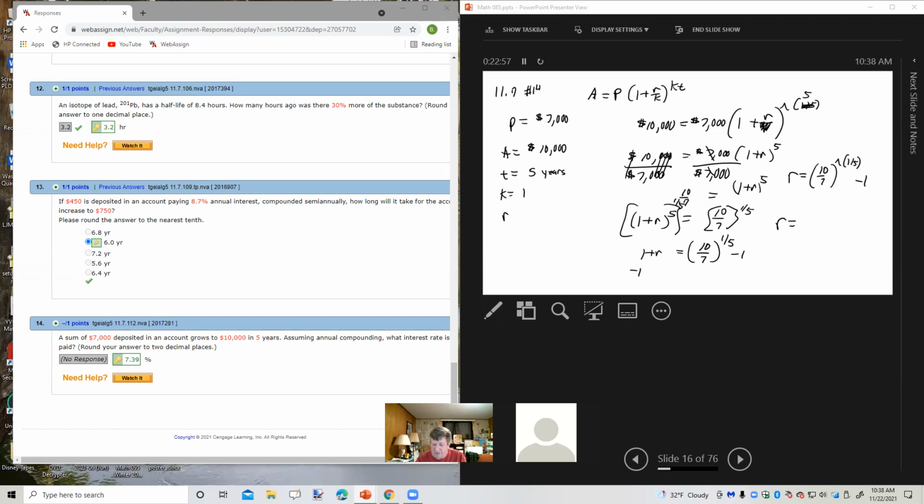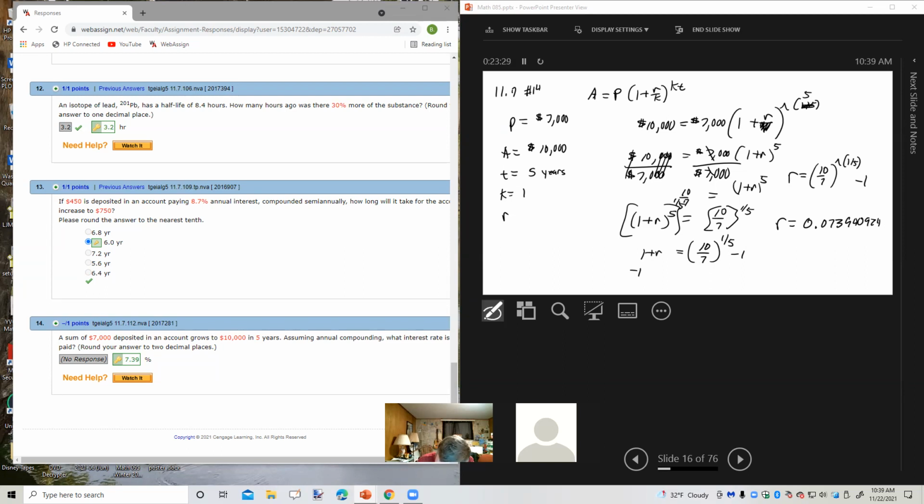Okay, let's see what we get when I do that. So parentheses 10 divided by 7, close parentheses, the power key, that little caret thing, and then parentheses 1 divided by 5, close that up, and then minus 1. And I get 0.073940924.